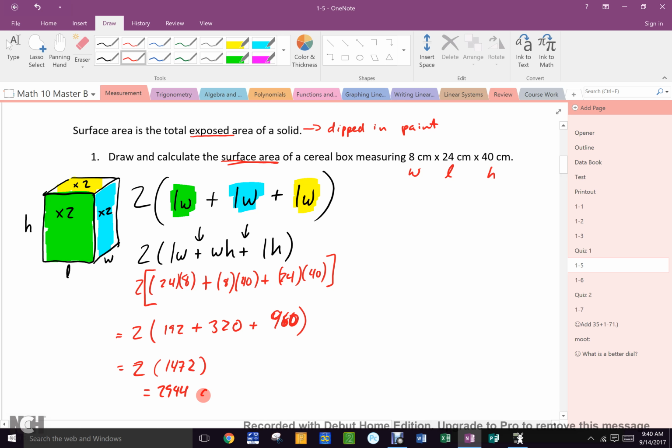2944 what? Centimeters? Centimeters squared. Why is it centimeters squared? Because it's surface area, and area has how many dimensions? Two. So it has to be squared.